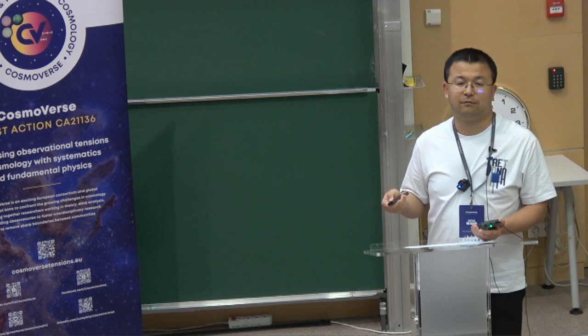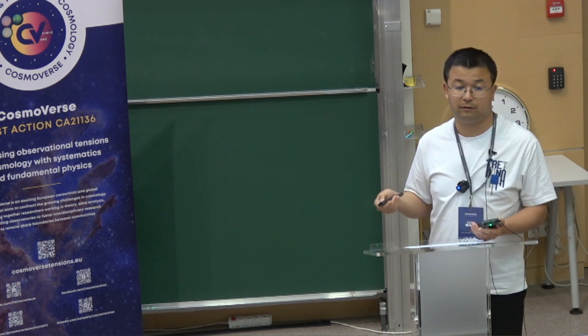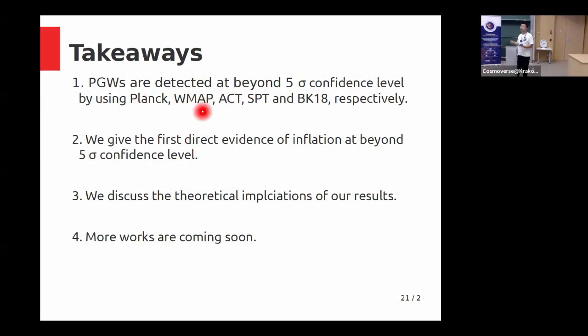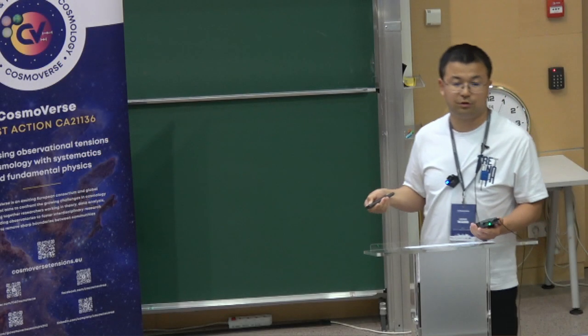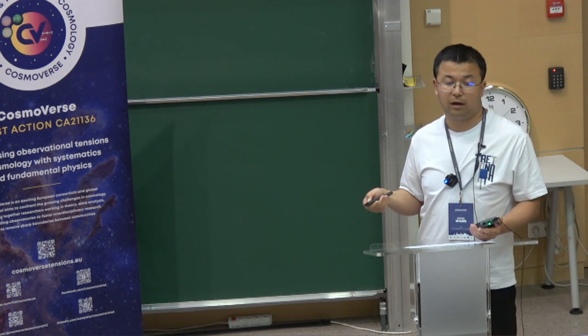if my results are correct, primordial gravitational waves are detected at beyond 5 sigma confidence level by using Planck, WMAP, SPT, and BK18 respectively. We also give the first evidence of inflation at beyond 5 sigma. We discussed the theoretical implications of our results. More works are coming soon.